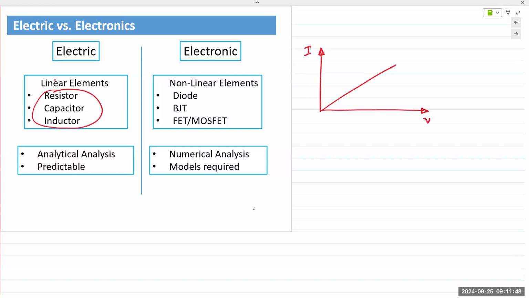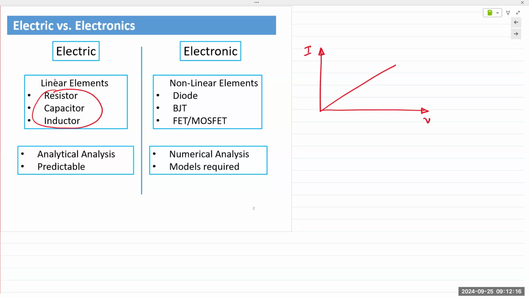Even for capacitors and inductors, we use differential equations, time dependent. Capacitor current is I_C = C dV/dt. Inductor voltage is V_L = L di/dt, right? Derivative of time rate of change. But the relationship between the voltage and current for capacitors and inductors is also still linear. Hence, they are known as linear components.